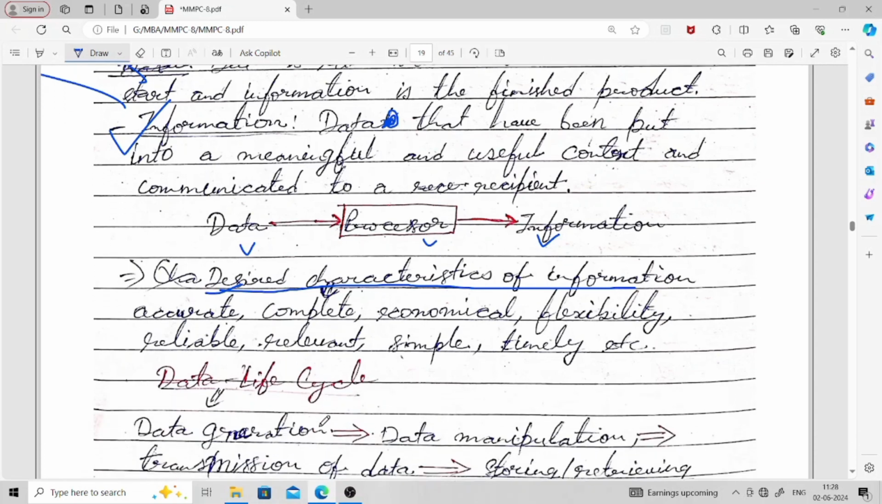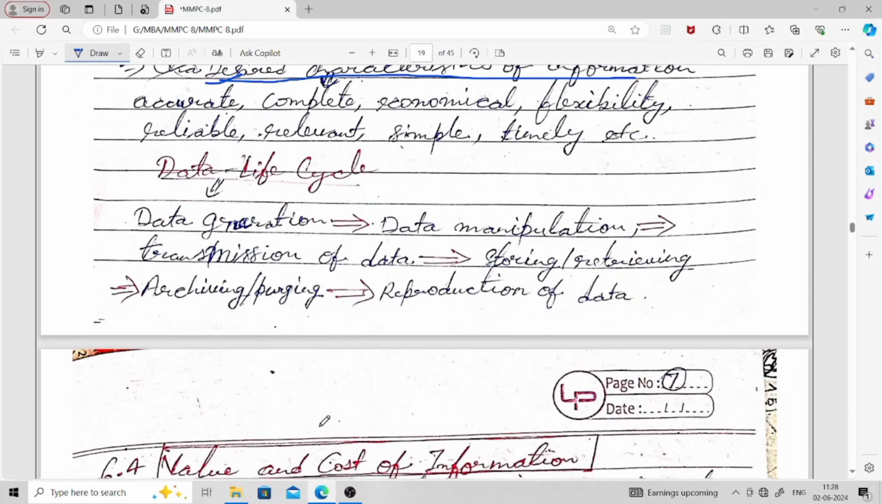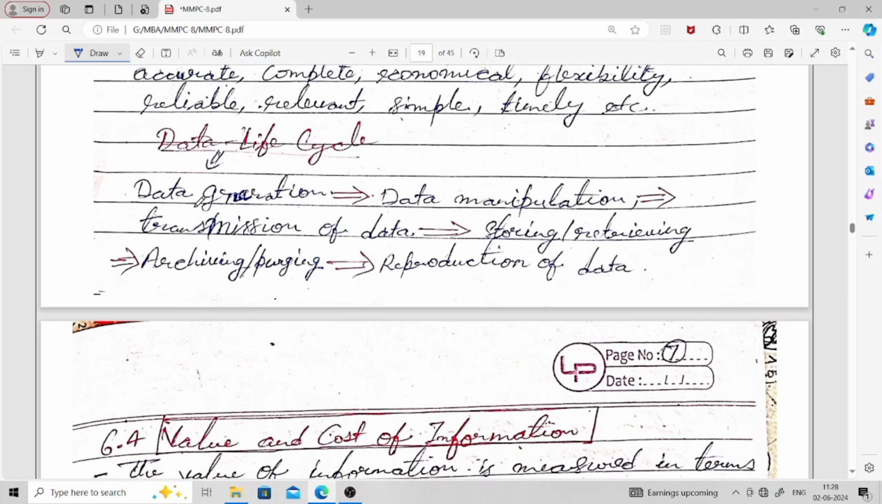Then next you have the data life cycle. Here in the data life cycle, we have data generation, then data manipulation. Data generation means some kind of data is being generated from some kind of transactions. Then there is the data manipulation, which means we do some kind of work on the data so that we can use it in a better way.